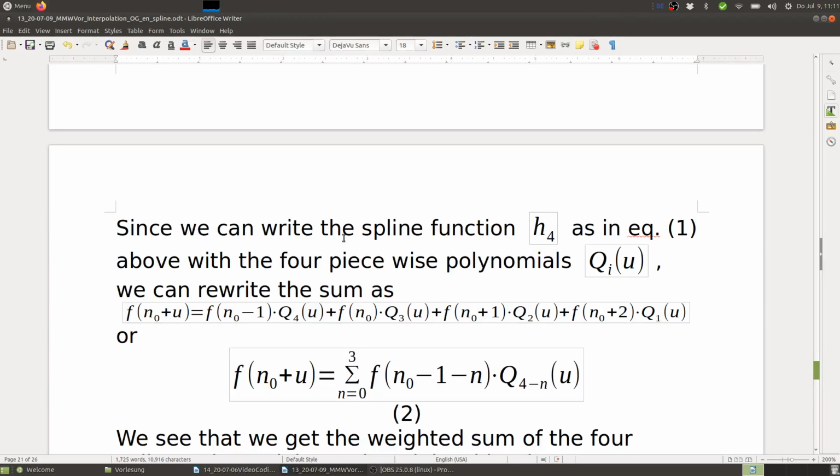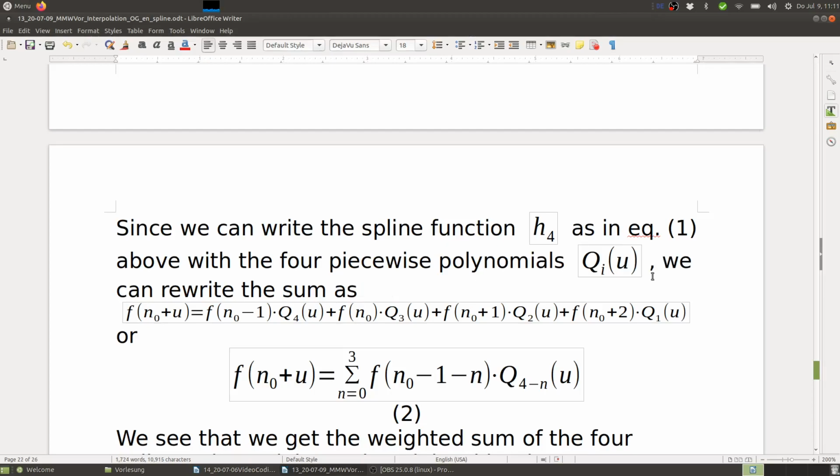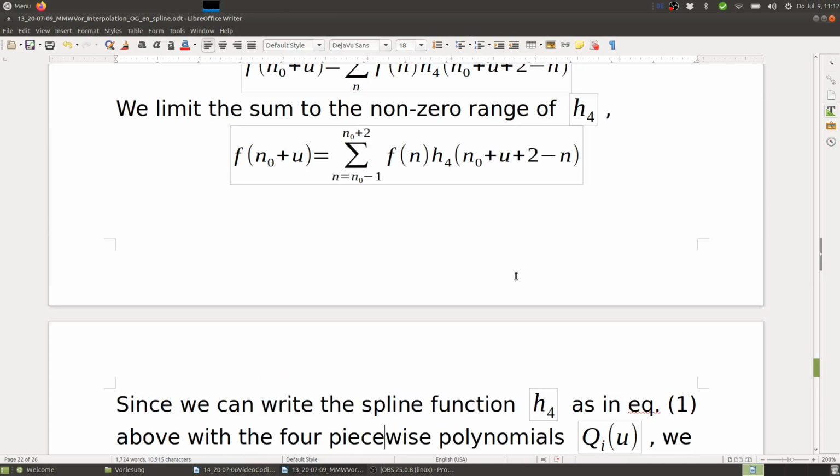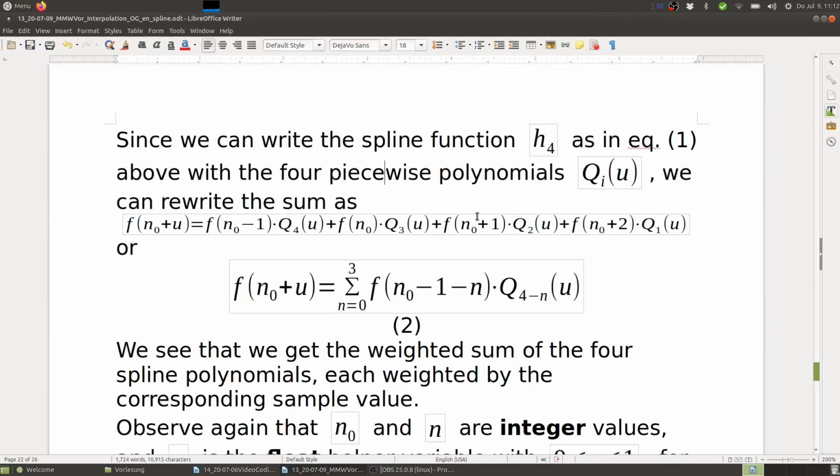Now we can write the spline function h4 as in equation 1 with the 4 piecewise polynomials qi, and we can rewrite the sum in terms of those 4 piecewise polynomials. Right, this convolution sum, or more compactly here in this sum. So basically the sum is the same as above, except that now I'm using these q functions instead of the h4. This allows a more convenient implementation, because in a computer you would have the 4 polynomials implemented.